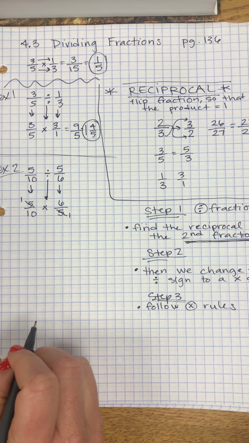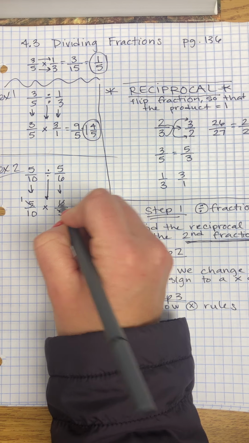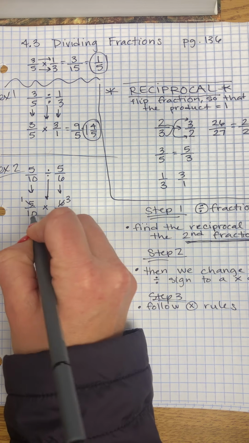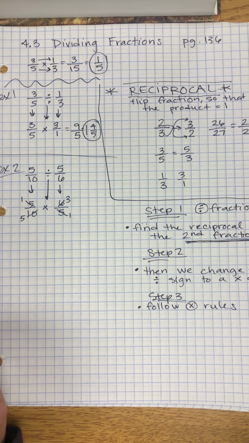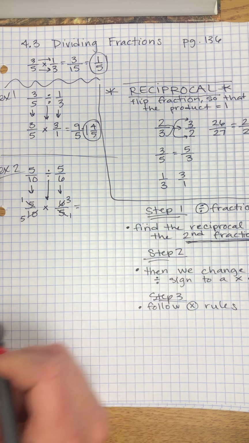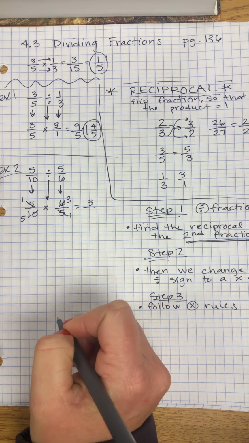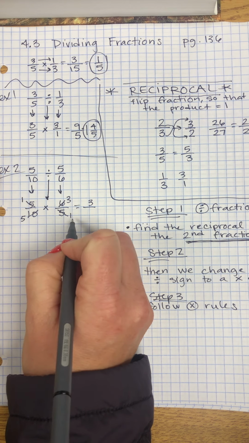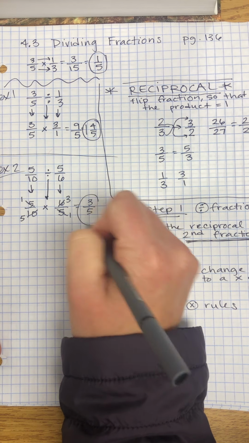Can I cancel anything else, or should I just multiply across? You can. Tice, what do you see? You can turn 6 into a 3. Yep. And the 10 into a 5. Yeah, 2 went into both those numbers, so I can divide them by 2 and make those numbers even smaller. And then I can multiply across. So now I have 1 times 3 for the top, and I had 5 times 1 for the bottom. Is that simplified, reduced? Yes. It's a good answer.